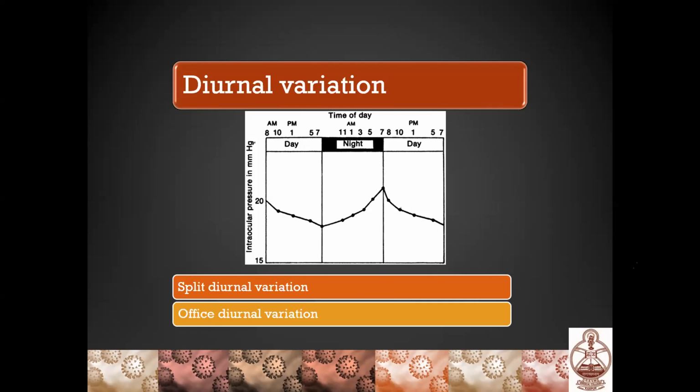But if you are in a clinic where you cannot admit the patient, then you can do split diurnal variation or office diurnal variation, where you measure the intraocular pressure at different points of time. Like once in the morning, at another point of time in the evening, and at one point of time in the afternoon. Try to complete it in 2 or 3 days, and then you can get the readings.